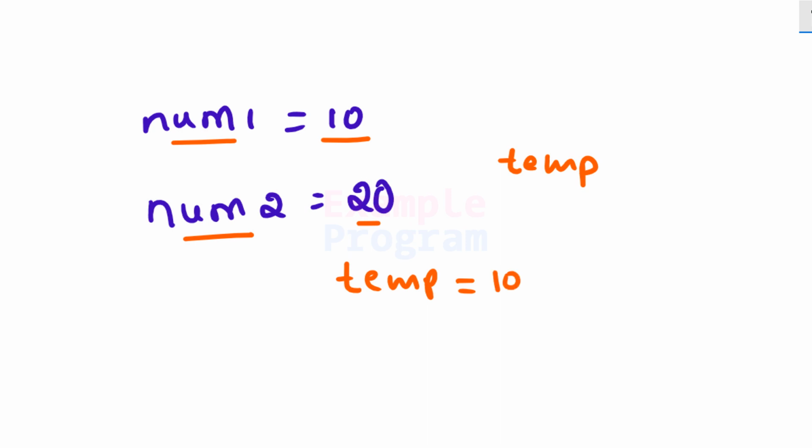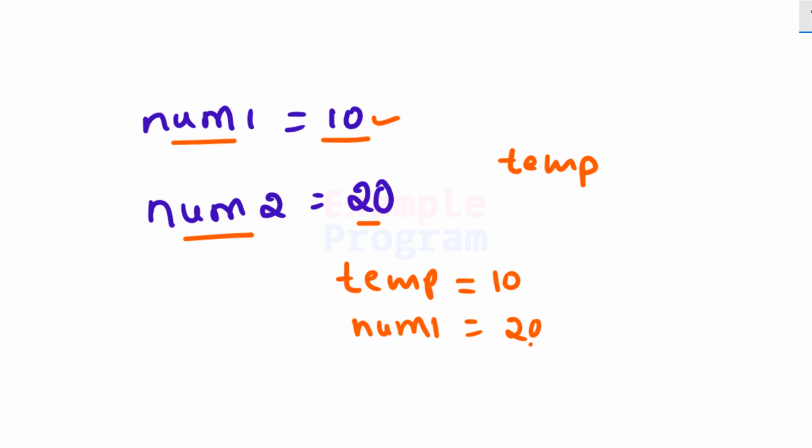I'm going to store the value of num1 in the temp variable. So the temp variable now will contain 10. The next step will depend on whether you have saved num1 variable's value or num2 variable's value in temp. Here we have stored num1 variable's value, so the next thing is to store num2 variable's value in num1. num2 contains 20, and that will be stored in num1 now. Previously num1 was containing 10, but now it is containing 20, and the previous value of num1, which was 10, is now present in the temp variable.